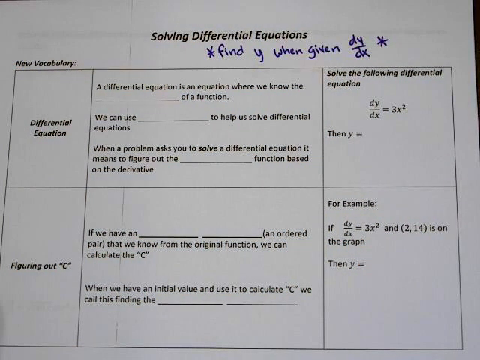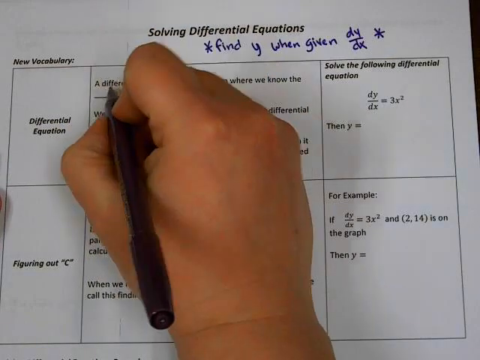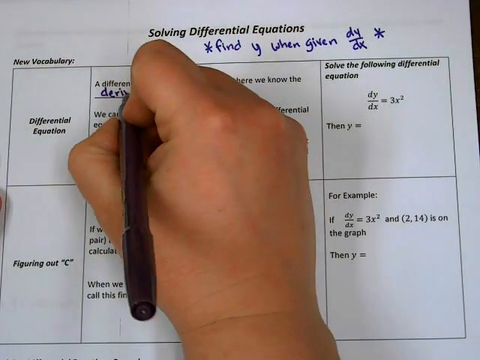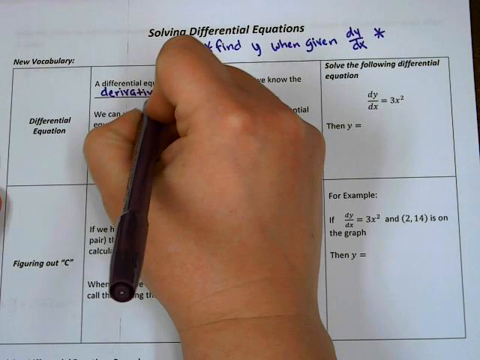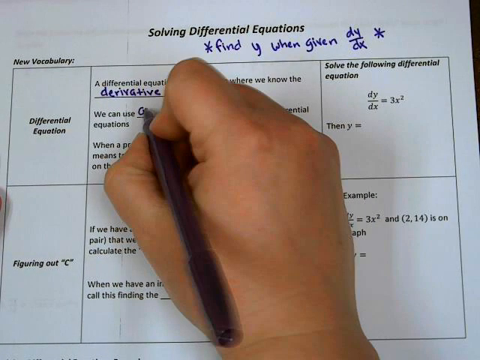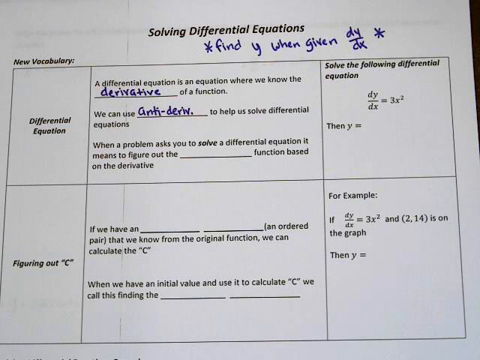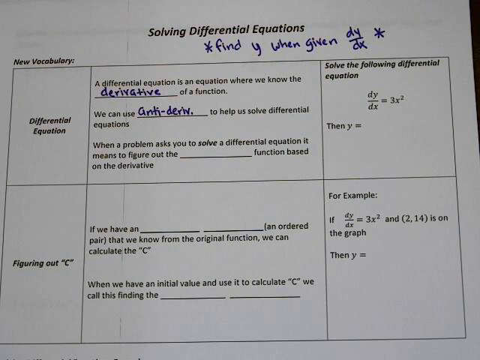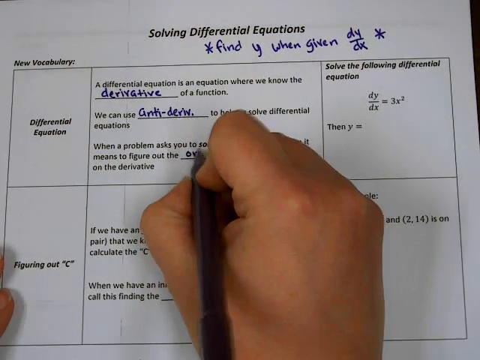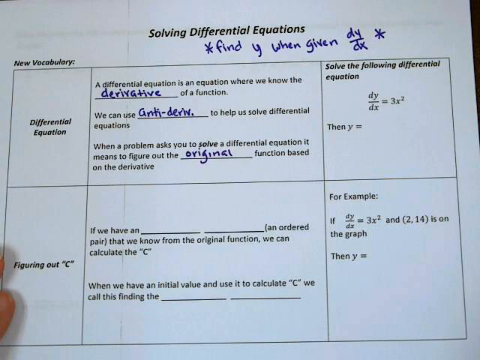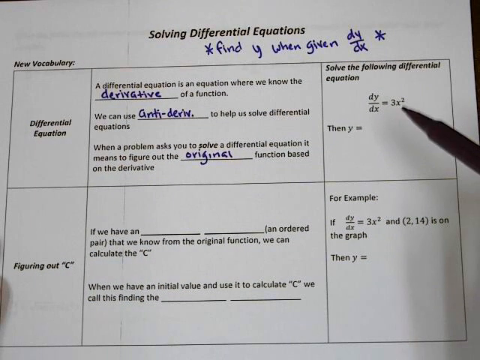So a differential equation is an equation where we know the derivative of a function. We can use antiderivatives to help us solve differential equations. That's why I said that last chapter is so important for what we're doing right now. When a problem asks you to solve a differential equation, it means that you need to figure out the original function based on the derivative.